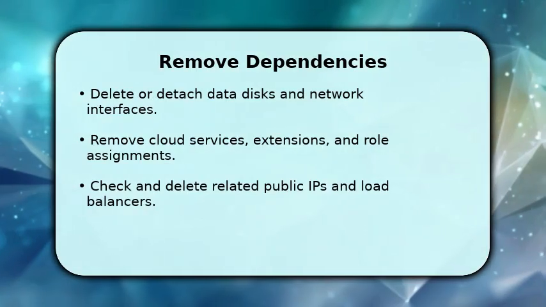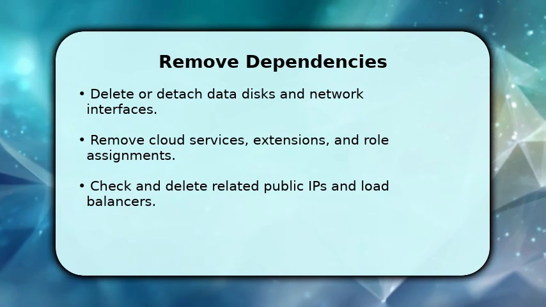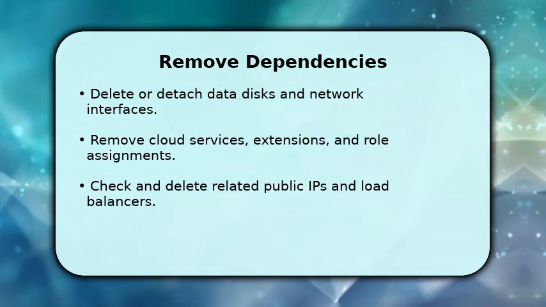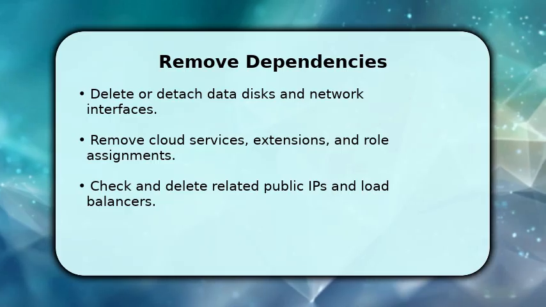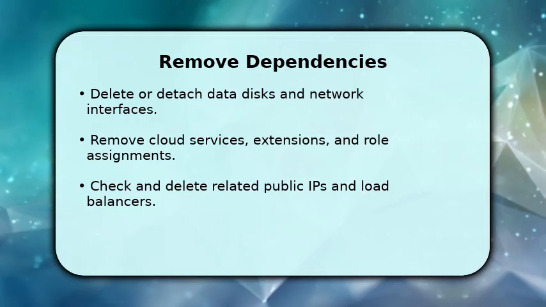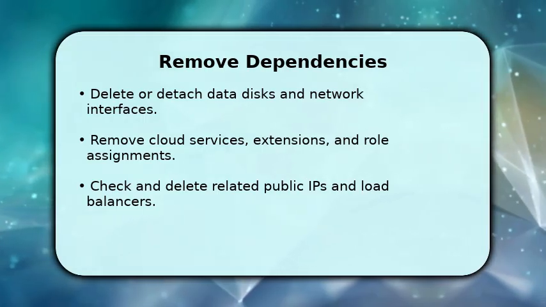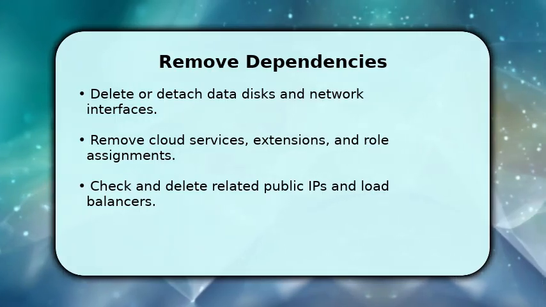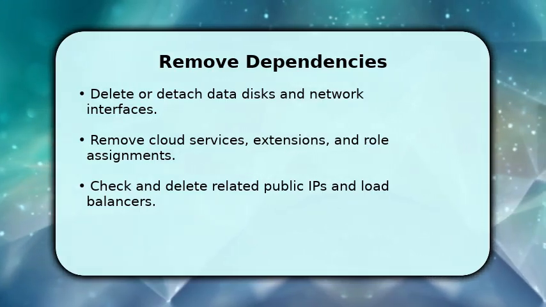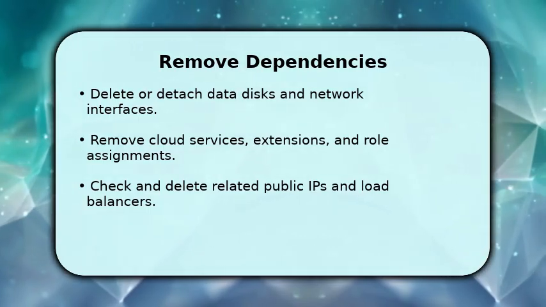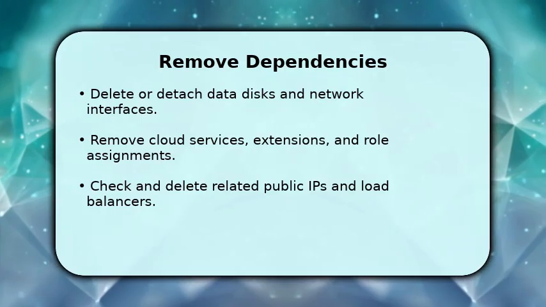Next, you remove dependencies that block deletion. Azure will often prevent removing a VM with attached resources. Detach or delete data disks and disassociate network interfaces so nothing is implicitly retained. Then remove VM extensions, cloud services, or role assignments linked to the VM to avoid orphaned configurations. Also inspect and delete public IP addresses, load balancer rules, and NICs associated with the instance.